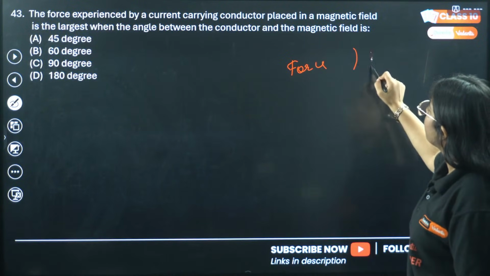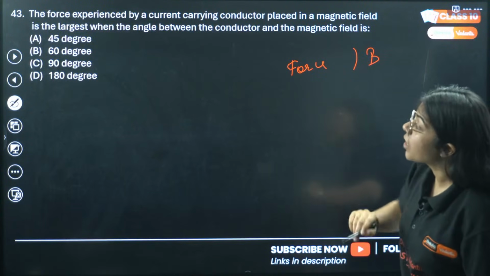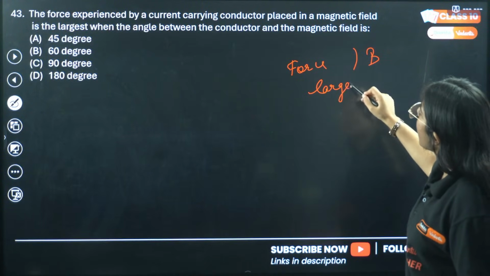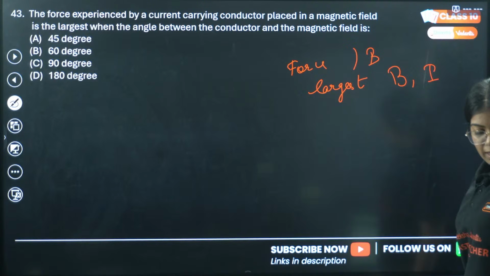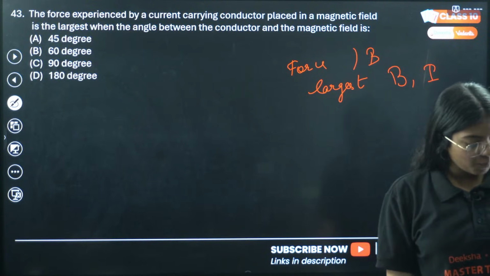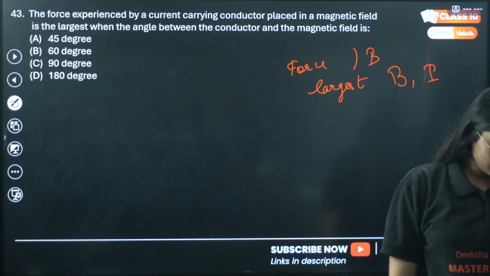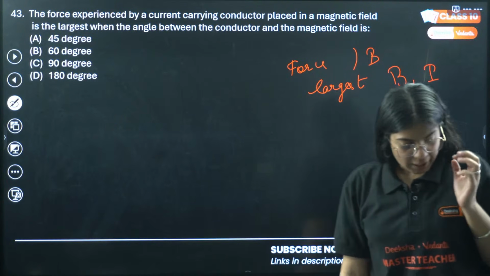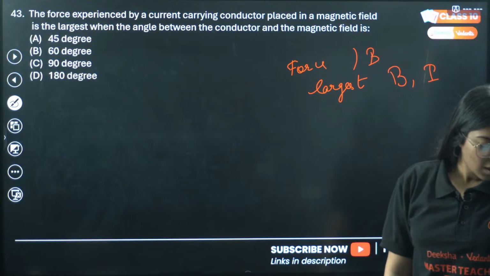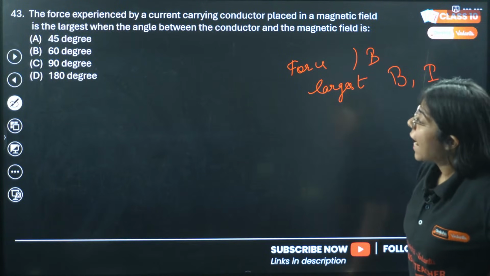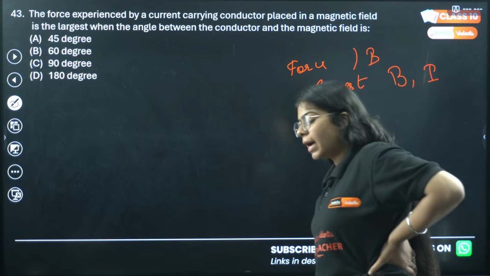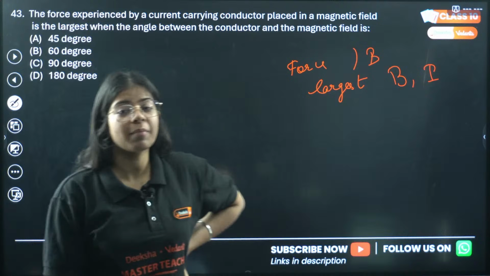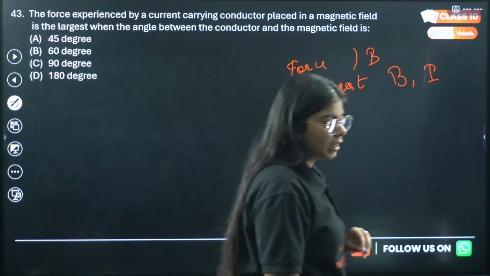placed in a magnetic field is the largest. It is largest when the angle between conductor and magnetic field is what? The angle is what? It has the same properties as a bar magnet. Correct. Next question. Answer me this question now. At what angle should my conductor be placed in a magnetic field so that the force on it due to the magnetic field is highest, is the largest?